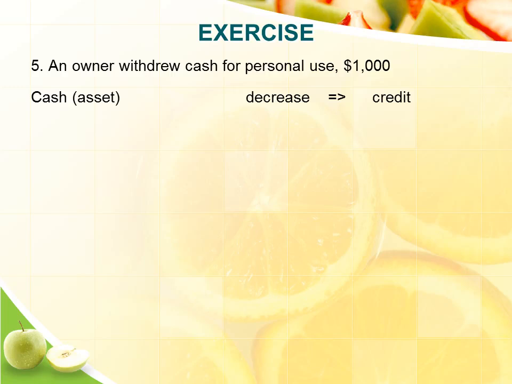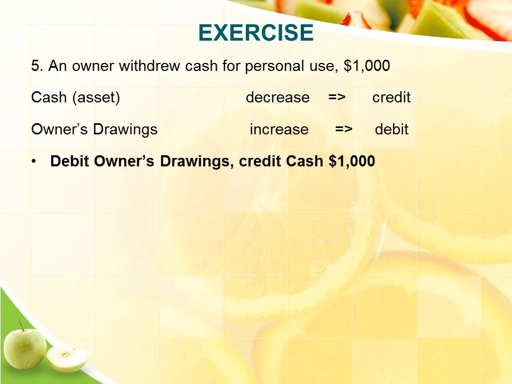And another account affected by this transaction is owner's drawing. Yes, we have a special account to record when the owner withdrew cash. It is owner's drawings. When the owner withdrew cash, it means owner's drawings increase. Because owner's drawing is recorded by the rules of assets, when owner's drawing increases, we debit owner's drawing. And the final answer is debit owner's drawings, credit cash, $1,000.